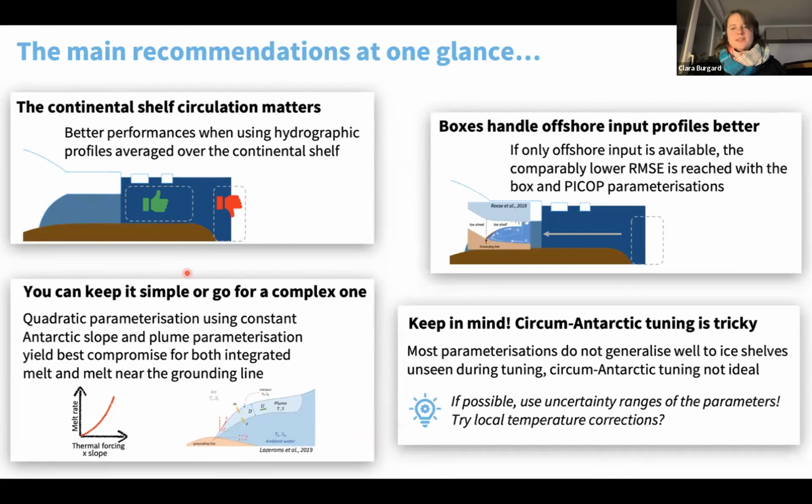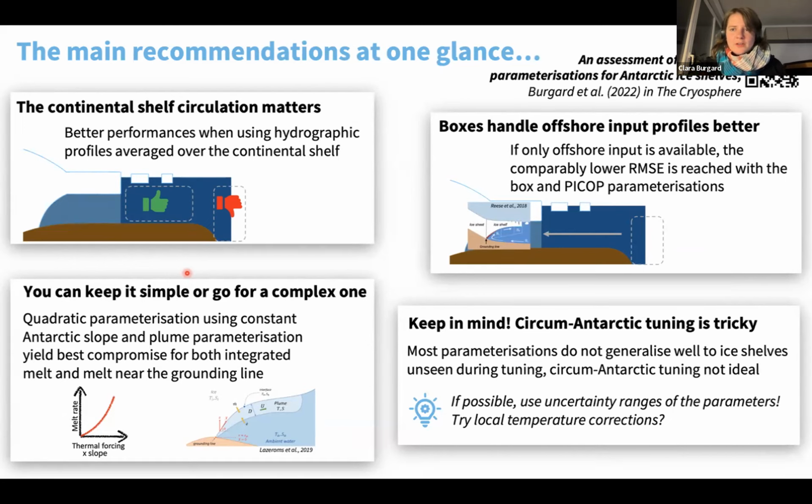And I think the most important takeaway here, which shows that there's still a lot of work to do, is that circumantarctic tuning is tricky. Most parameterizations do not generalize well to ice shelves not seen during tuning, and so tuning on the circumantarctic level will bring some uncertainties. So if possible, use the uncertainty ranges around the parameters that I provide, or go back to local temperature corrections. This is still to be discussed for the future. Here I put the QR code if you want to get to the paper. It has just the same title as this presentation. It's in The Cryosphere. And that's it for the scientific part of the talk.